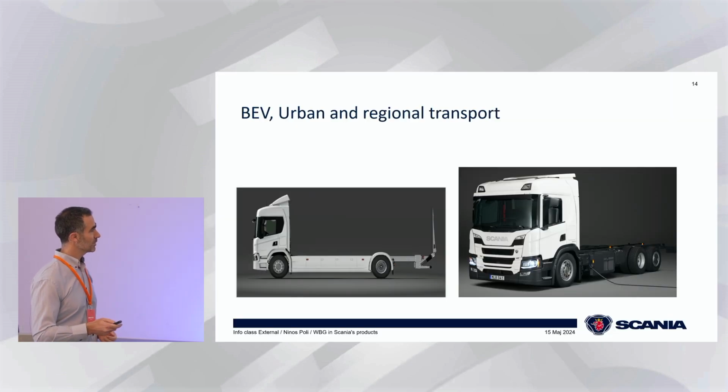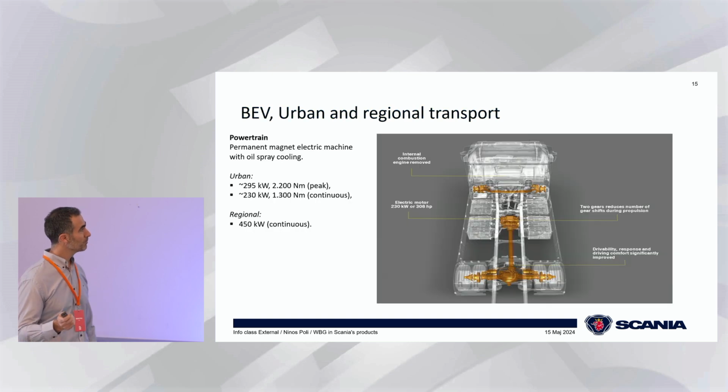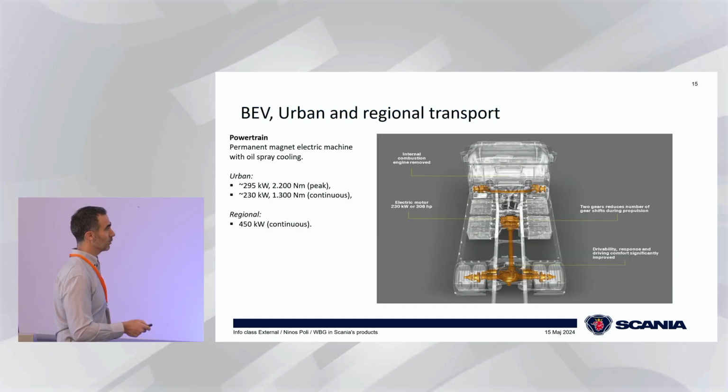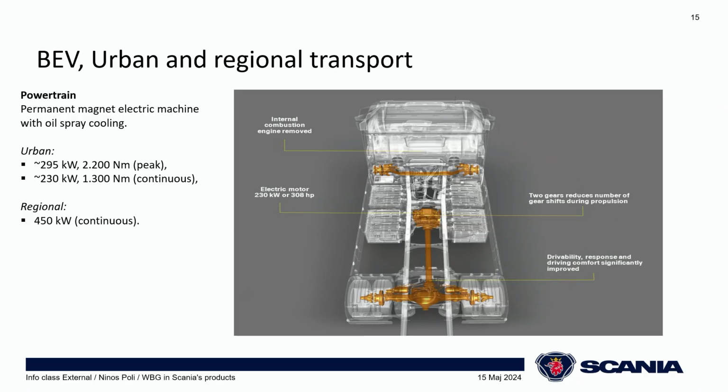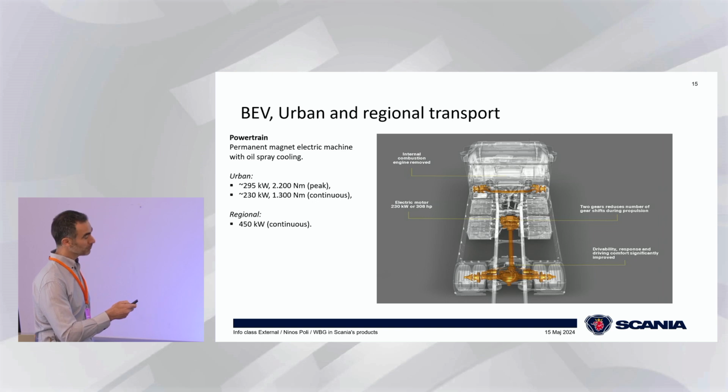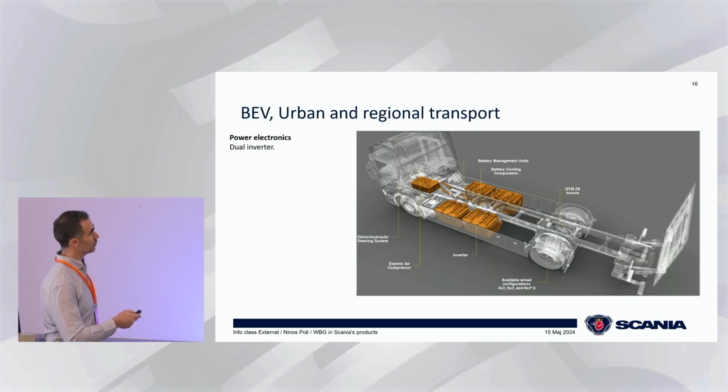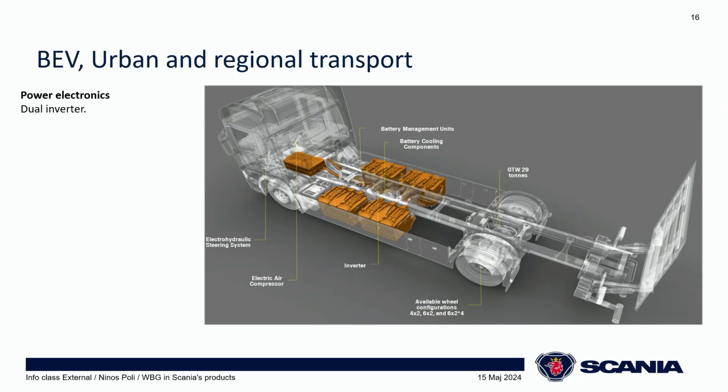So these are some pictures of our BEV truck for urban and regional transport. And you see here in gold where we have our electric motor and so on. We have a permanent magnet synchronous electric motor with oil spray cooling, a power level of 230 kilowatts or 450 kilowatts. So we have different performance steps, which I will show soon. We have a dual inverter with two separate outputs to control the electric machine.